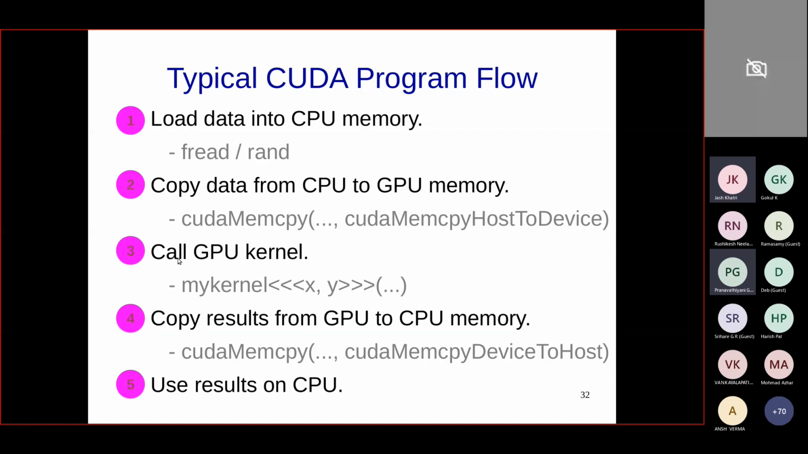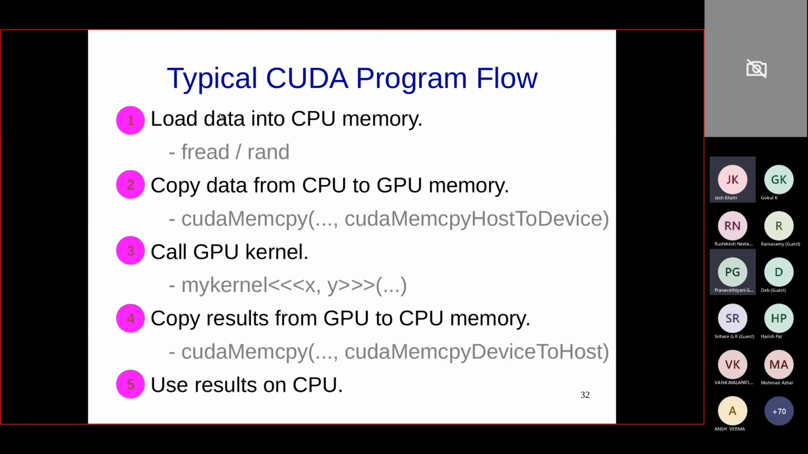And for the third step, calling the GPU kernel, we have already seen that we need to launch a kernel with the kernel name here, then these two parameters which specify the number of threads, and the arguments to the kernel. So this is for calling the kernel part. Then the fourth step, copying the result back from GPU to CPU memory, can again be done using cudaMemcpy. And again, the point to note here is that we'll need cudaMemcpyDeviceToHost as the fourth parameter, because we are copying from GPU to CPU. GPU is called the device and CPU is called the host.